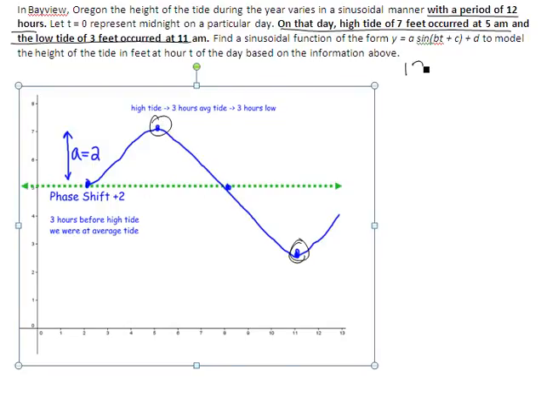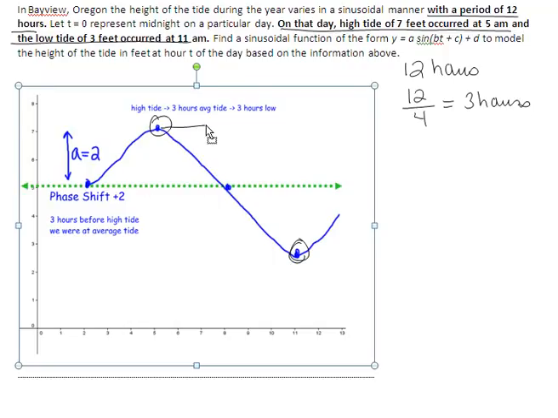We will also recognize, since our period is 12 hours, that if we split our graph into the 4 equal parts to cycle the sine function, we would know that our critical points lie 3 hours away. This makes sense because I would go 3 hours to find my average value, or at 8 a.m., I would have my average value. 3 more hours would take us to 11, where I would see my low tide occurring.